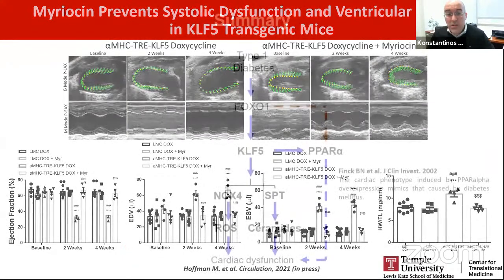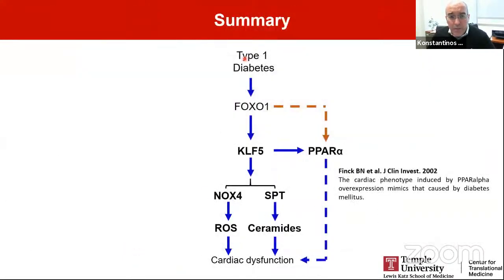So to summarize, type 1 diabetes induces FOXO1. I didn't have much time to show you, but in the paper we just published, we also showed that FOXO1 can itself induce PPAR alpha expression. FOXO1 regulates the expression of KLF5.